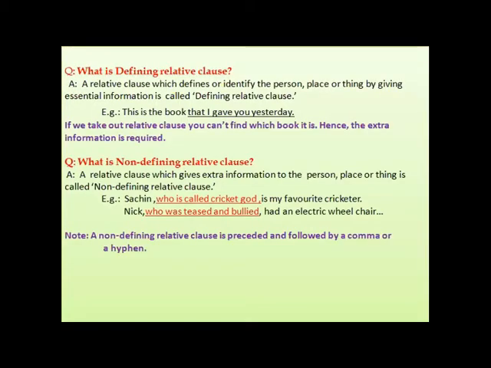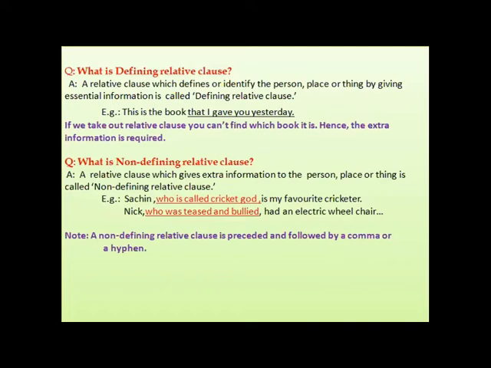Next, what is a defining relative clause? A relative clause which defines or identifies the person, place, or thing by giving essential information is called a defining relative clause. This is the book that I gave you yesterday. Here, if you take out the relative clause, you can't find which book it is. Hence, the extra information is required. It is mandatory.